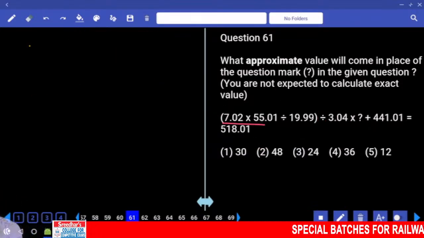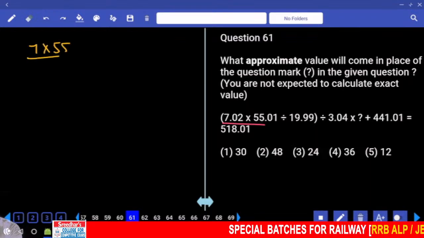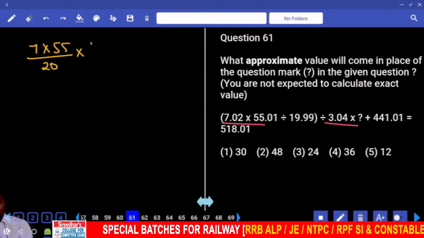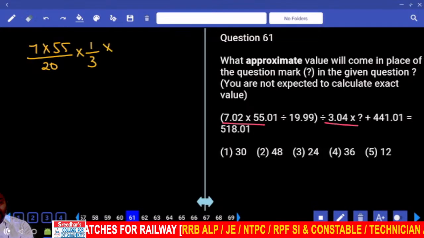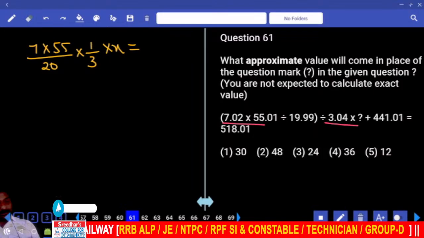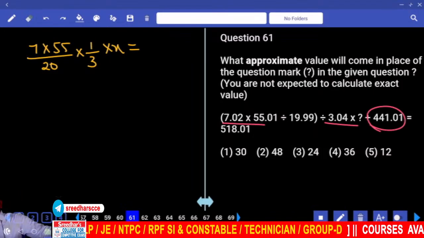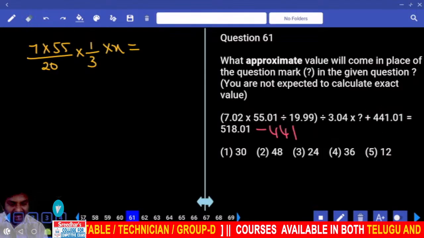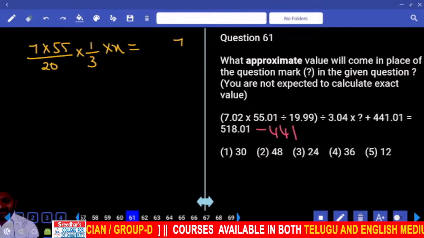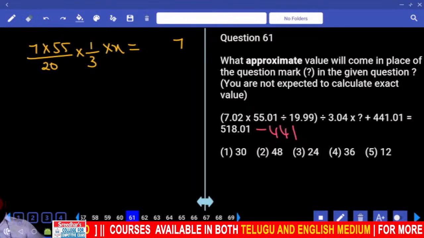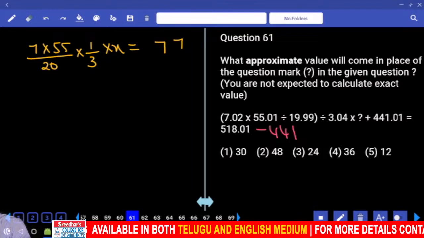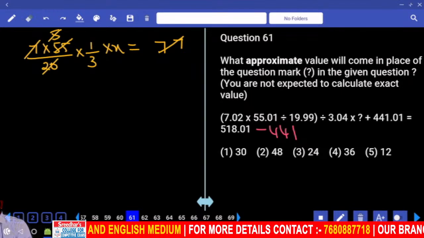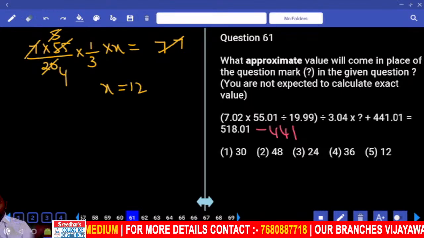7 into 55 divided by 20 divided by 3 into 1 by 3 into x is equal to 441 goes to right hand side. 518 minus 441. Are you okay? Last digit 7. 51 minus 44. Again 7. 7 11 times. 11 5 times. 4 times 12.